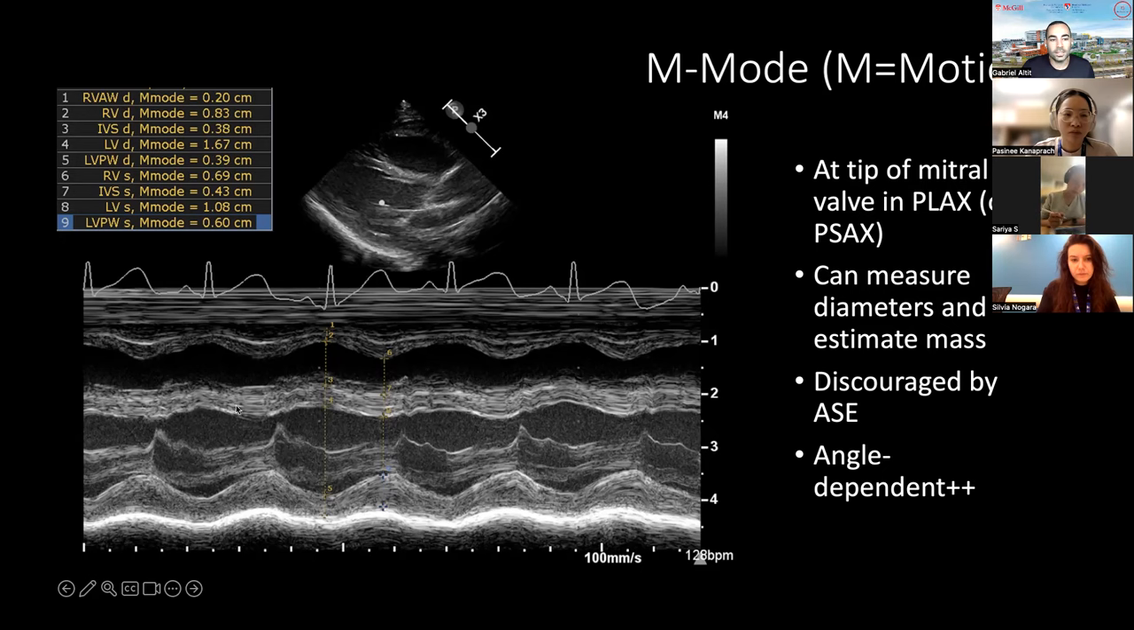And then you get ventricular systole, when the ventricle is contracting. So this is the filling phase of the ventricle.